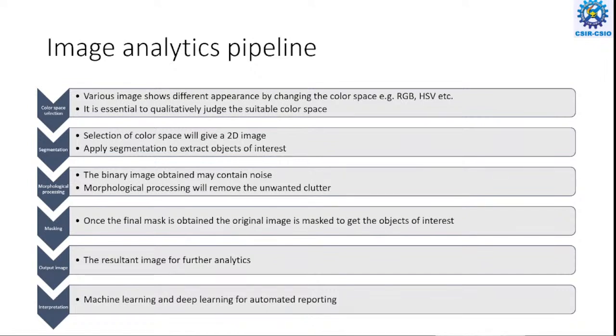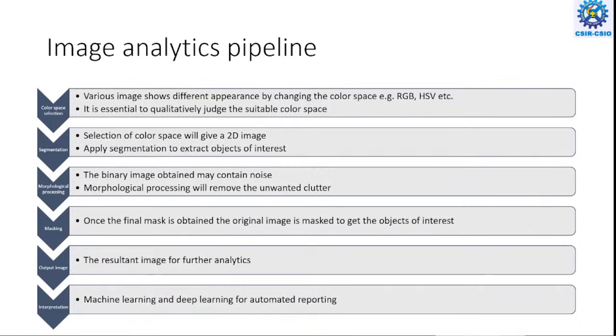The first parameter is the image color space selection. Basically, any color image we see in a camera is RGB, red, green, and blue, the combination of the red channel, green channel, and blue channel. We can extract these color channels into different color spaces to get different representations, like hue, saturation, value, CMYK, cyan, magenta, yellow, and black, and so on.